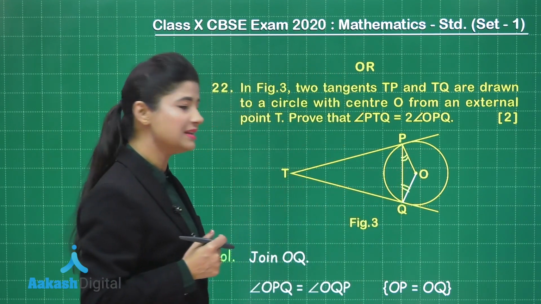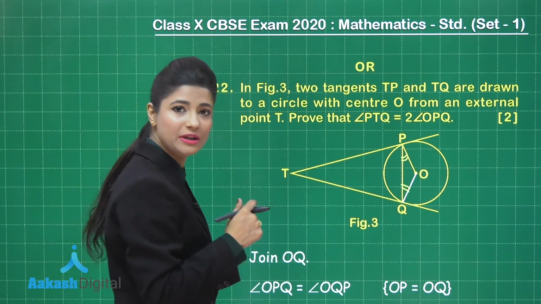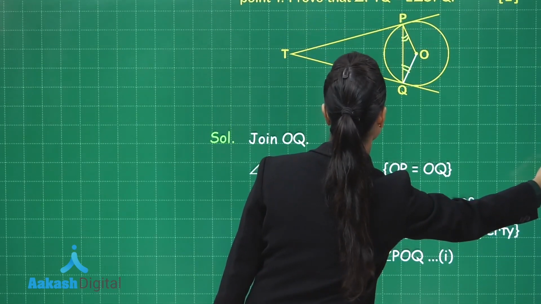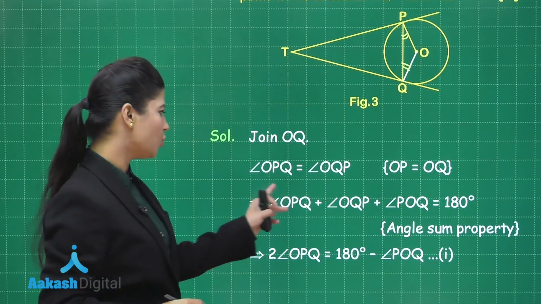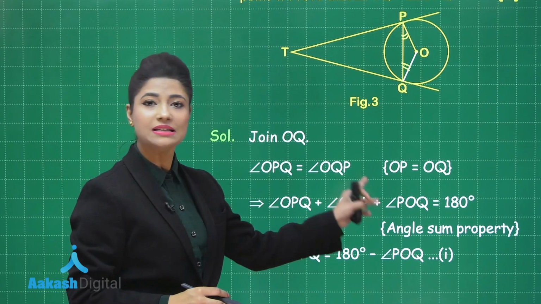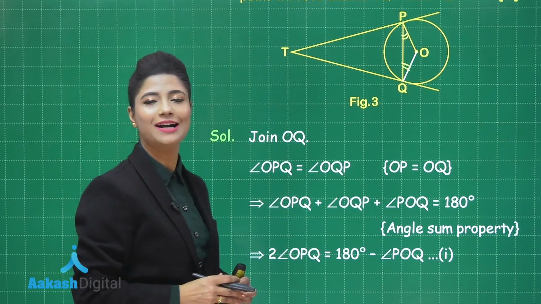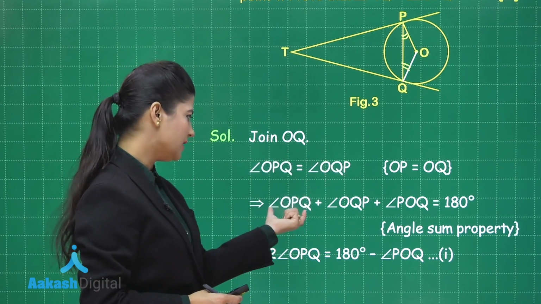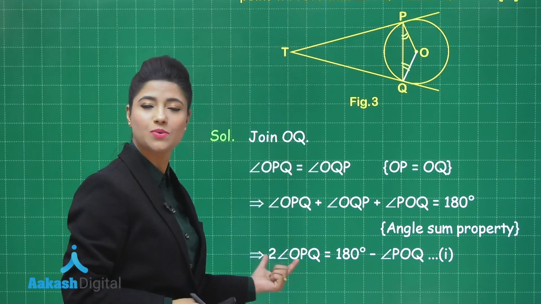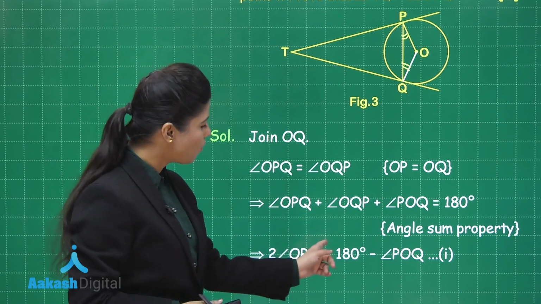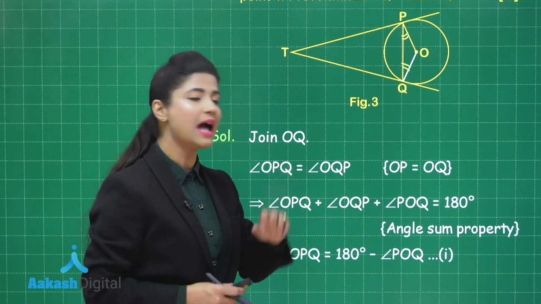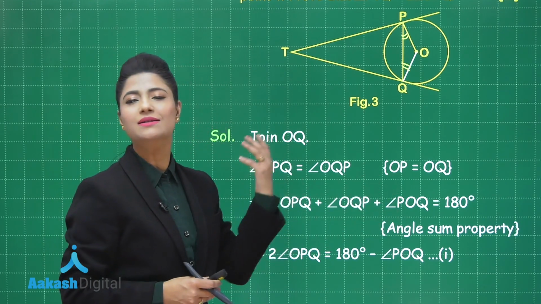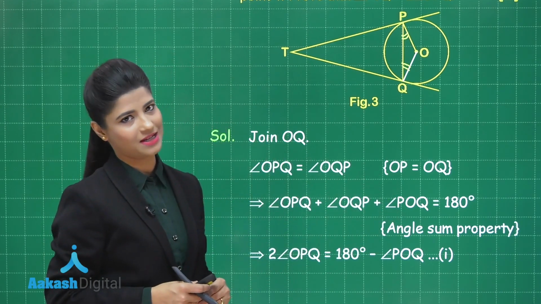So as I have obtained these two equal angles, let's take the angle sum property in this triangle POQ. After taking the angle sum property, I obtain that angle OPQ plus angle OQP plus angle POQ is equal to 180 degrees. So as OPQ and OQP both are equal, this could be simplified and written as twice angle OPQ equal to 180 degrees minus angle POQ. Why? Because we have transposed angle POQ to the right hand side. So this gives me here the first equation.